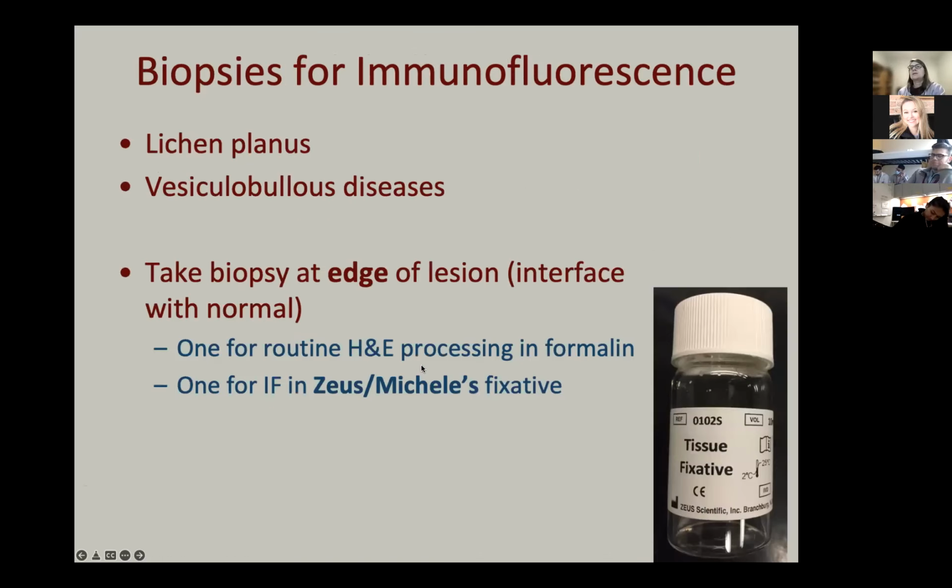So when you suspect clinically either lichen planus, whether it be intact, erosive, or vesicular, or one of these other bullous diseases, a biopsy for immunofluorescence is recommended. Generally we'll recommend a couple: one biopsy for routine processing in H&E in formalin, because we want to see the H&E morphology. Generally, we would recommend either a biopsy at the edge of the lesion so that there's interface with normal, or perhaps a biopsy in the center and a biopsy of adjacent normal for comparison. And then a biopsy for immunofluorescence.